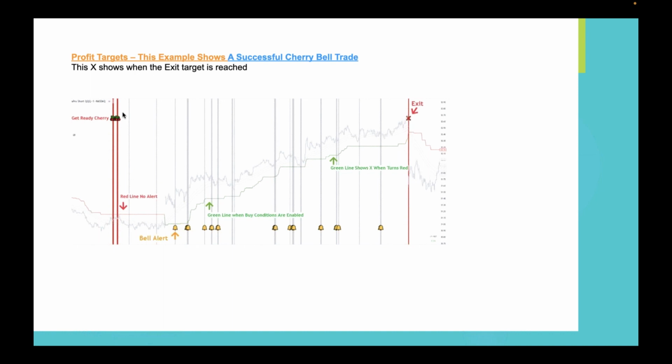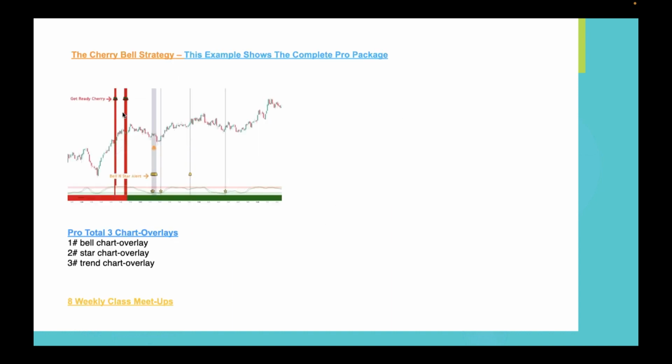This X shows when the exit target is reached. On the left, you see the cherry come in. The red line is showing that the overall market at that point is going down within that time frame of the particular chart you're looking at. The bell comes in, so the person buys on the bell and then holds it until that X comes in. And that is what we call the setup, the cherry bell setup.